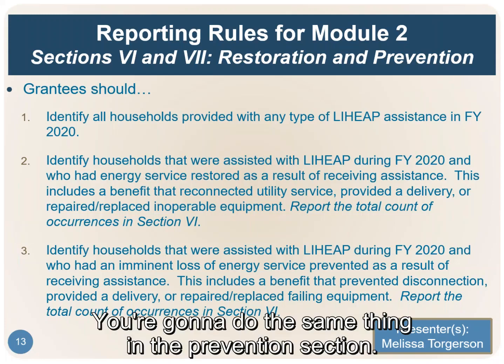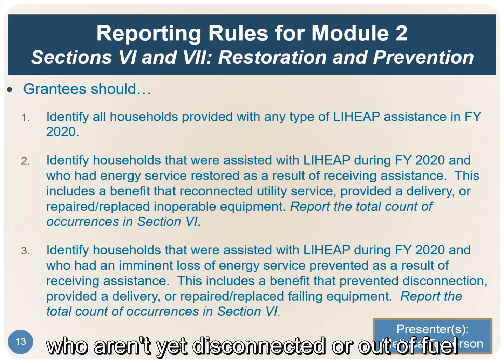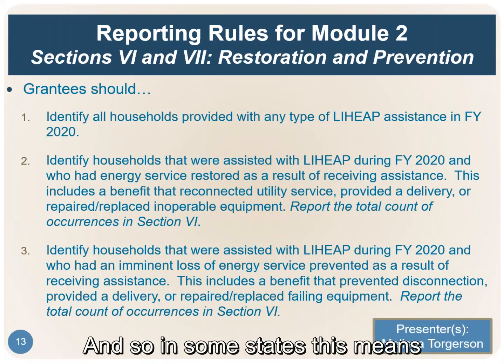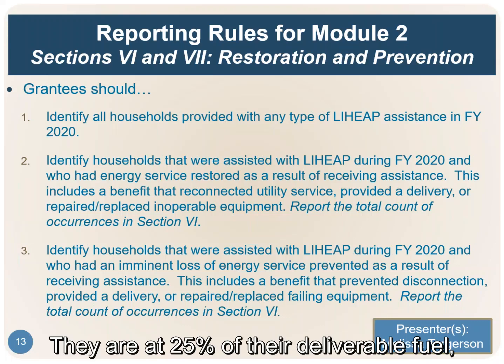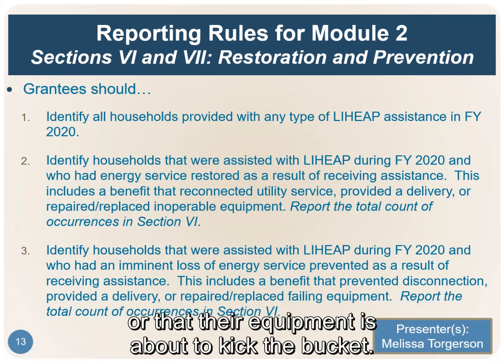You're going to do the same thing in the prevention section, only you're going to count those households who aren't yet disconnected or out of fuel, but are at imminent risk of being so. And so in some states, this means that they have a disconnect notice or a past due notice on their utility. They are at 25% of their deliverable fuel, their tank's at 25%. States define it different ways. Or that their equipment is about to kick the bucket.